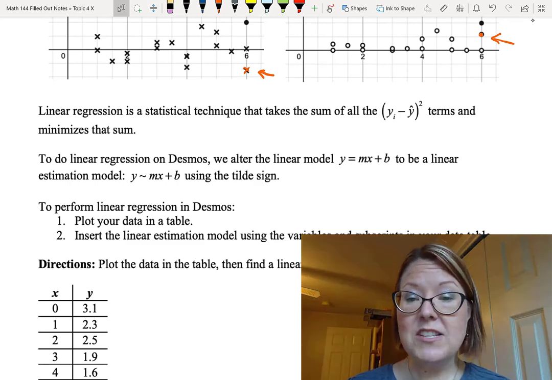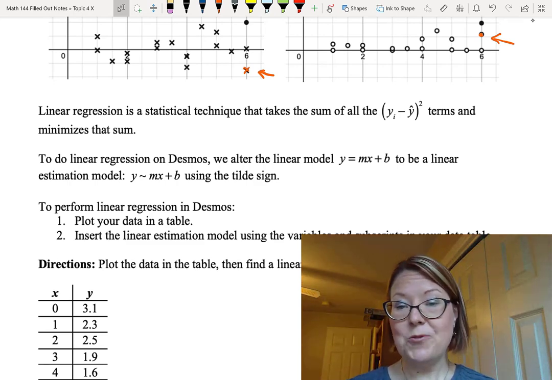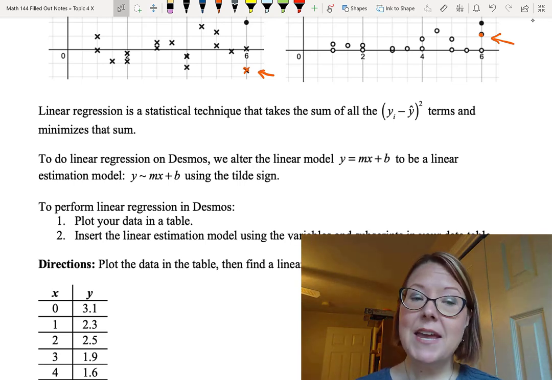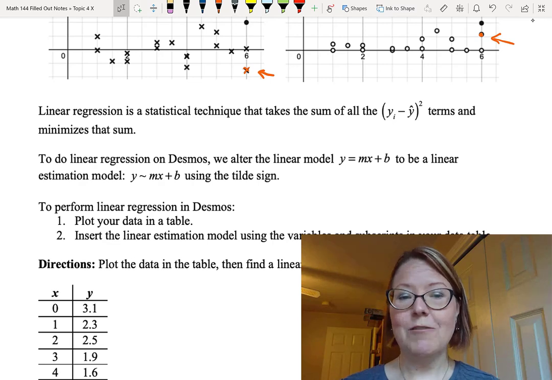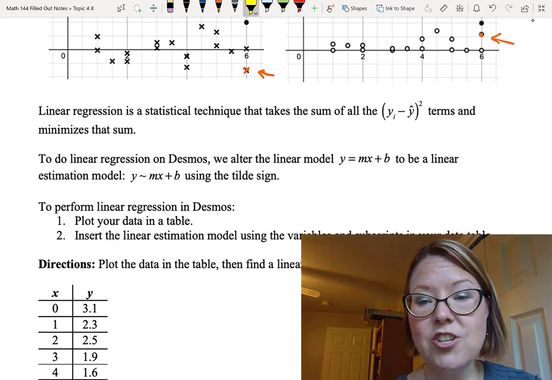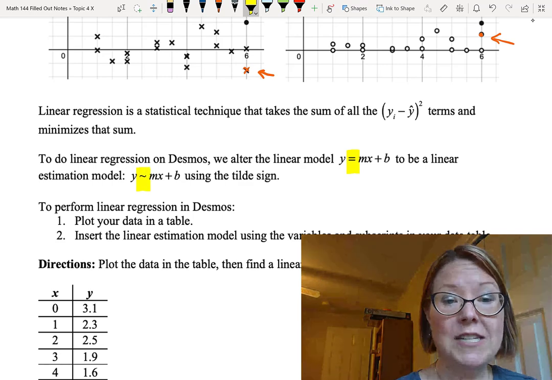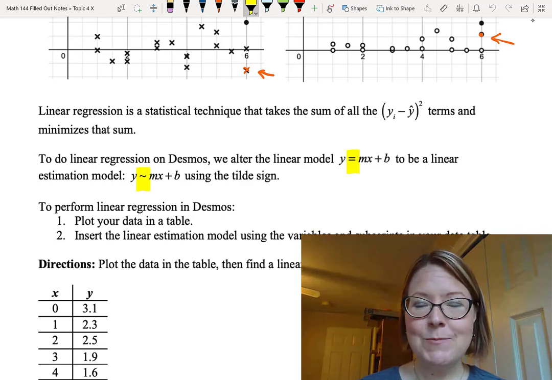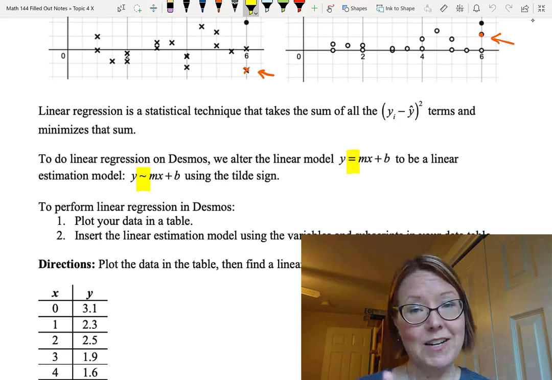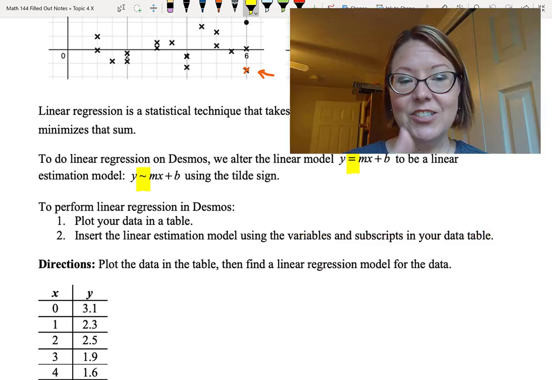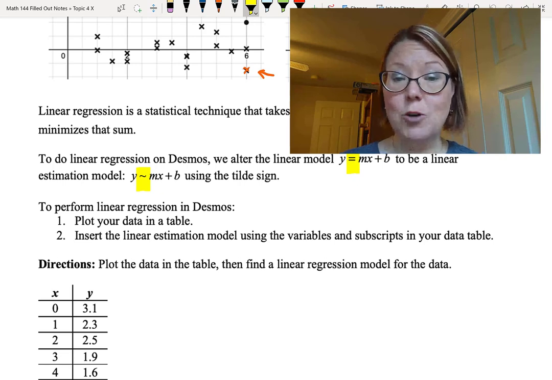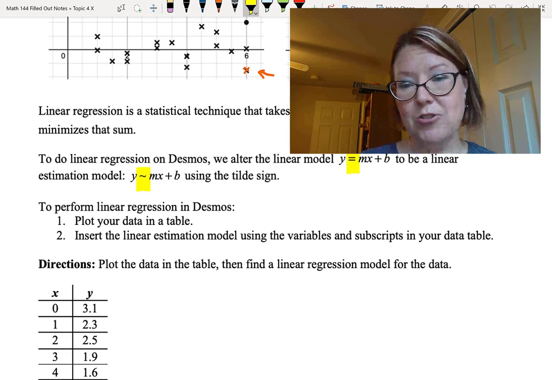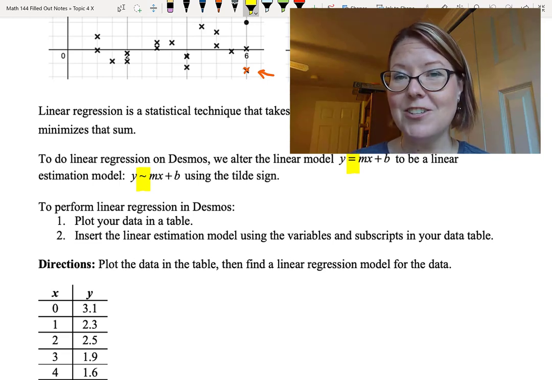To do that, we start with the basic linear model y equals mx plus b, the slope-intercept form we've come to know and love. And to make it a linear estimation model or a linear regression model, we simply change the equals in that formula to a tilde, which is an approximation symbol. Finding the linear regression in Desmos basically involves two steps. One, plot your data in a table, and two, insert the estimation model below the table using whatever variables and subscripts you used in your data table. And that's very important that the two things match up.